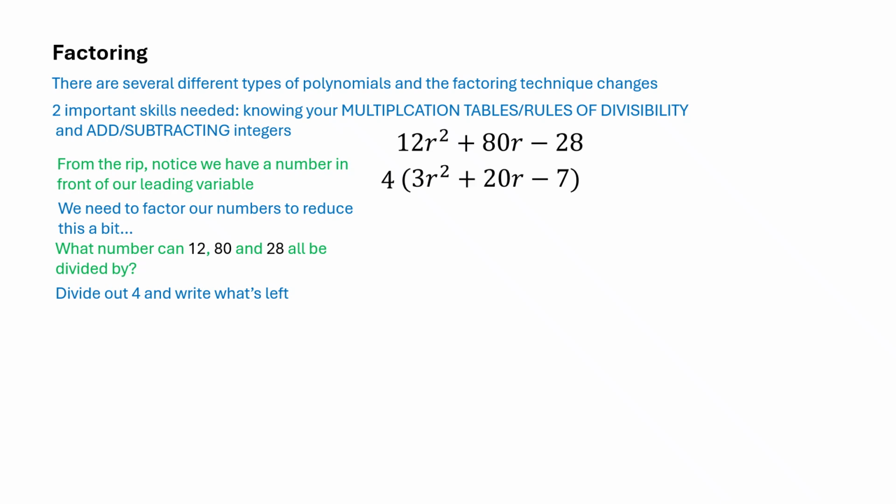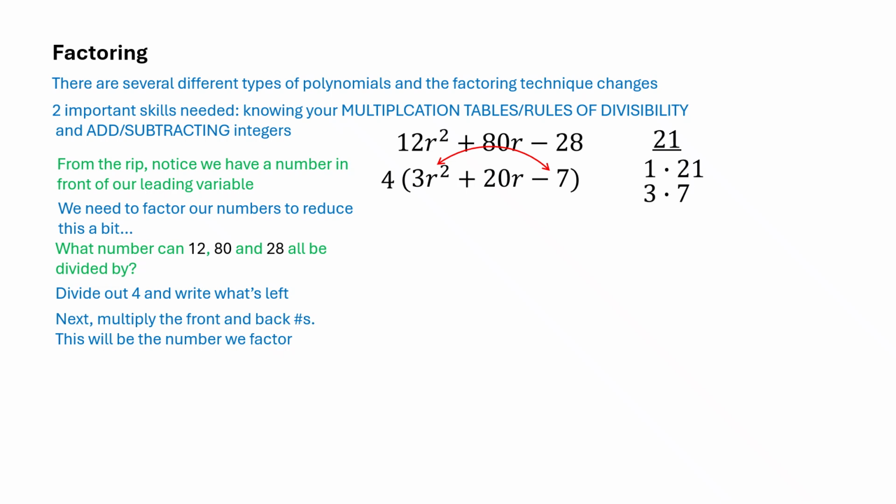None of the signs change, just the numbers get to be reduced. That looks better. So next, we multiply the front and back numbers together. This will be our number that we list the factors for. So 3 times 7 is 21. Let's list the factors out.